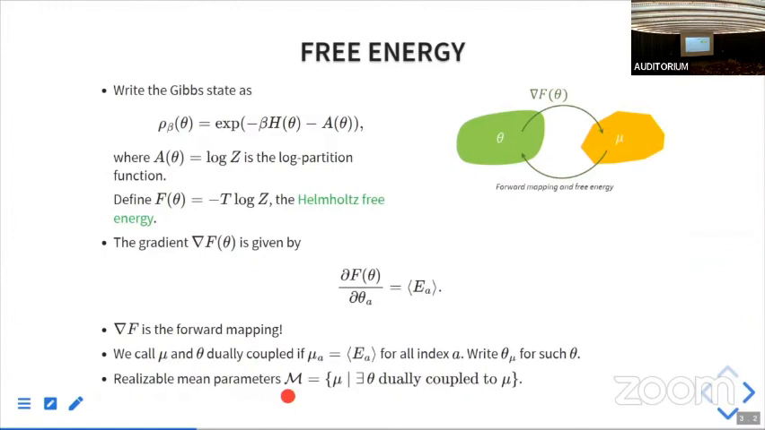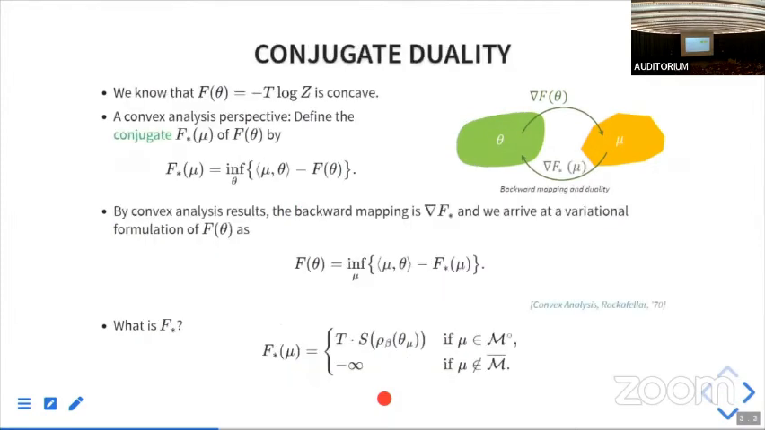And we define M, the realizable mean parameters. It's all the mu's for which there is a theta coupled to it. There is a model so that the local information is exactly mu. So that gives us the forward direction. Given theta, you can compute mu by writing it as the gradient of that. You can use duality in convex analysis, and you can actually write out what the backward mapping is.